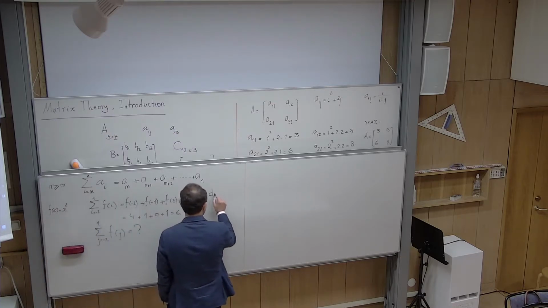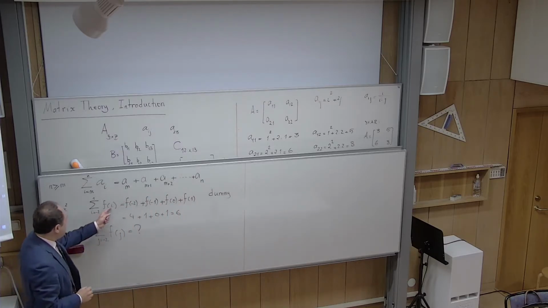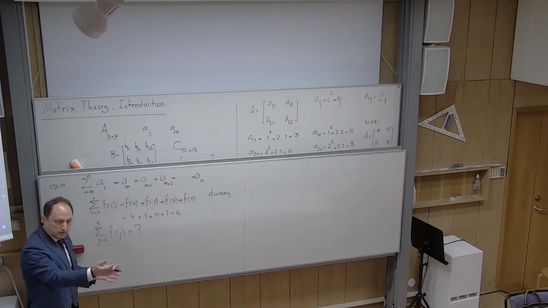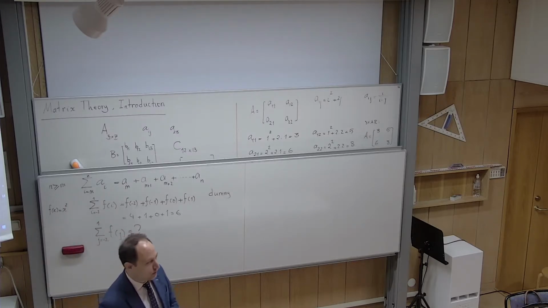So it doesn't matter if you change all the names. So it's a dummy variable. So it means that if you change the counter name everywhere in the sigma to something else, the result of the sigma will not change. And that's good to know in passing, yes?